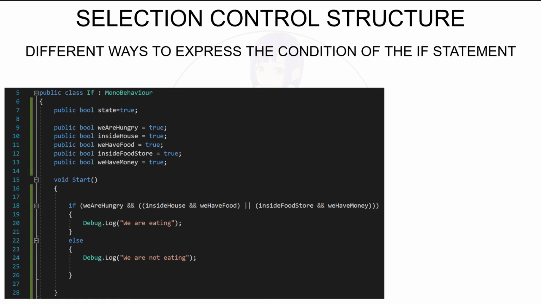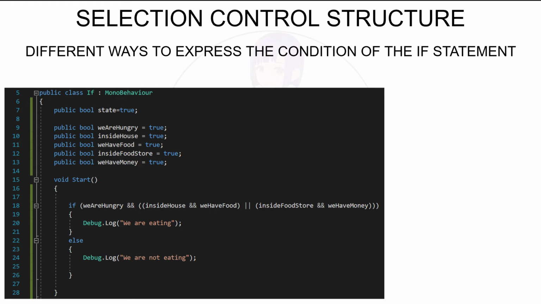Here we have something called short-circuit evaluation. As in this case, we are trying to establish if we are eating or not. The most important thing would be if we are hungry or not, because if we are not hungry, we will not eat, no matter what the other conditions are. If we are not hungry, it's not necessary to know if we are inside the house, the store, or if we have food, for example. That's why we put the hunger variable first.